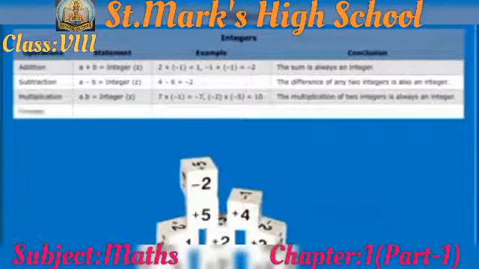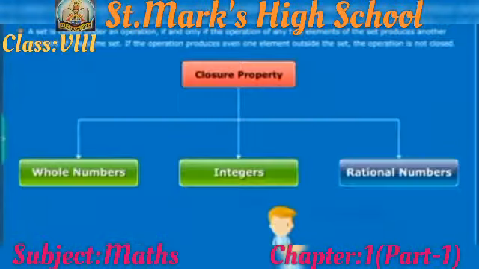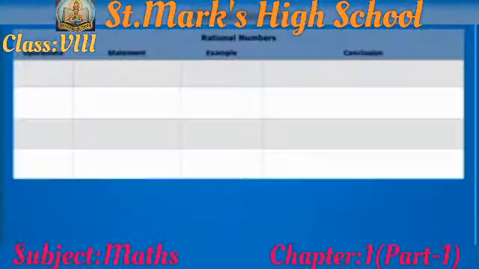Under division, if two integers are divided, the result is not always an integer. For example, 7 by 5 is equal to 1.4. It concludes that the division of two integers is not an integer. Let us see the closure property of operations on rational numbers.